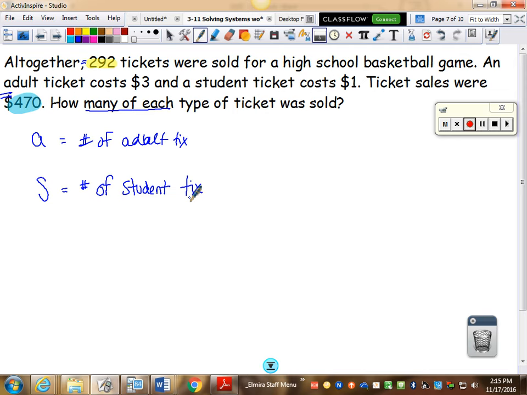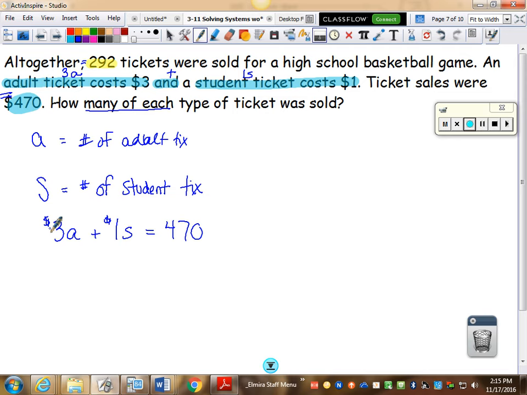So an adult ticket is $3, so that's 3A, plus a student ticket is $1, 1S, and that equals the 470. So 3 adult tickets plus 1 student ticket equals $470 for money. $3 for an adult ticket, $1 for a student ticket equals $470.